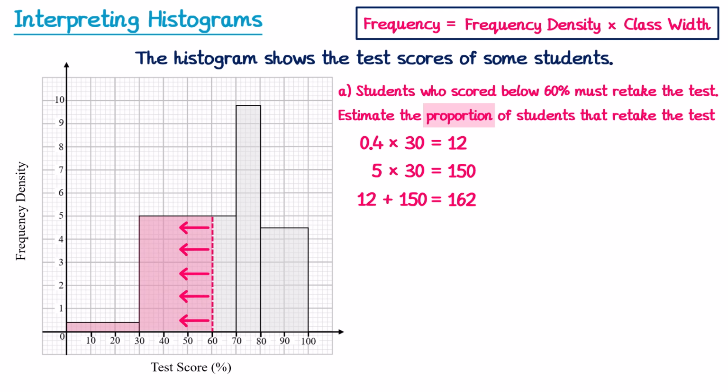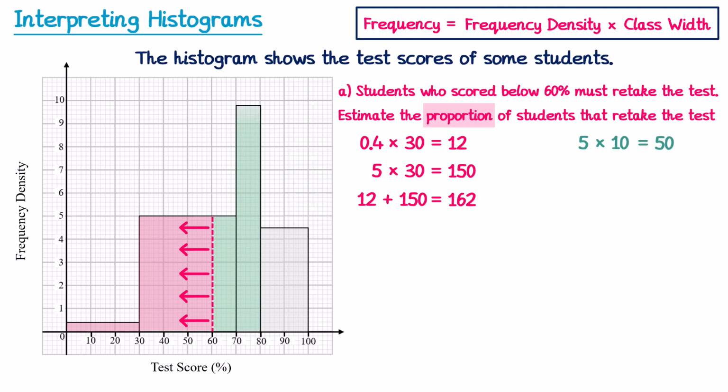So now we know there's 162 people retaking, we need to know how many people there are altogether. So let's work out the frequencies of the other bars. If we start with the remaining part of this bar, the frequency density here is 5, and the width of the class is from 60 to 70, so that's 10. 5 times 10, there's 50 people in that part.